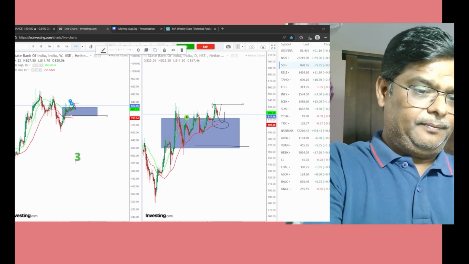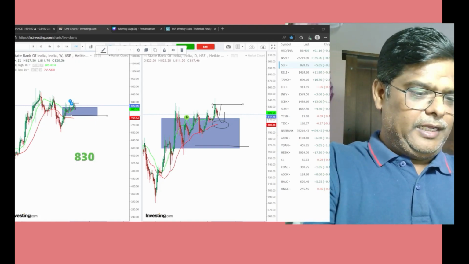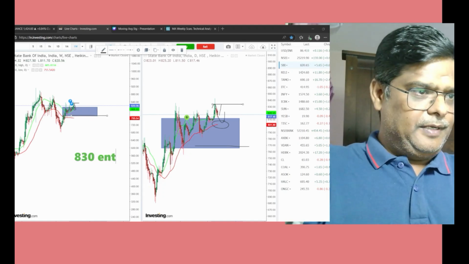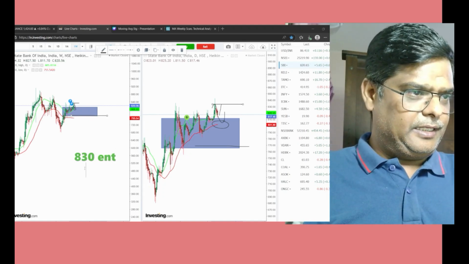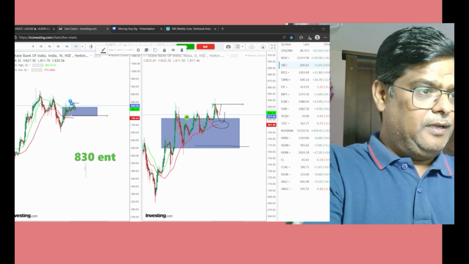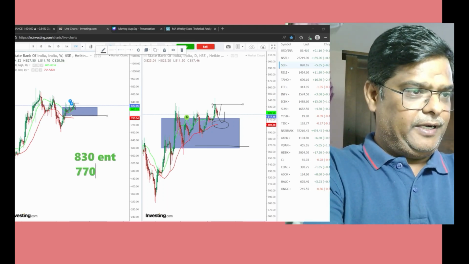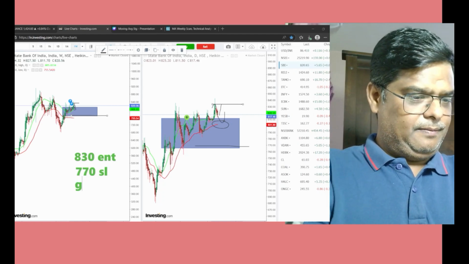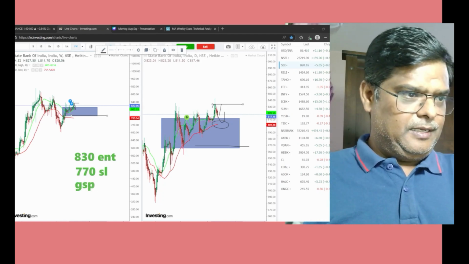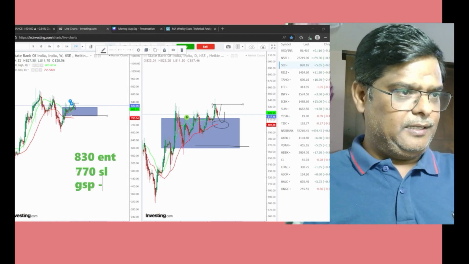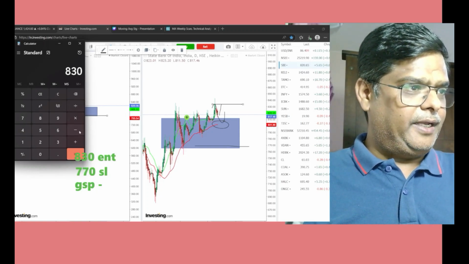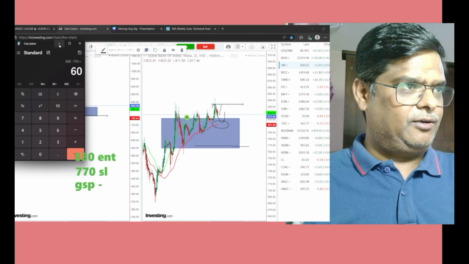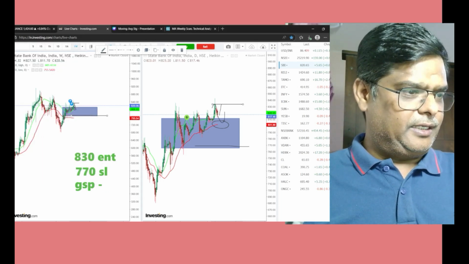So 830 is my entry, and 770 is my SL. What is the gap? Gap is 830 minus 770, equal to 60 rupees. So the gap is 60 rupees.